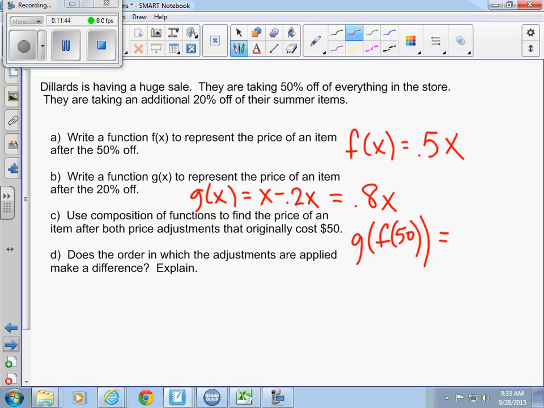So f of 50, half of 50 would be 25. Everyone agree? And then 80% of 25, 20. So a $50 item would cost $20. Any questions about that?